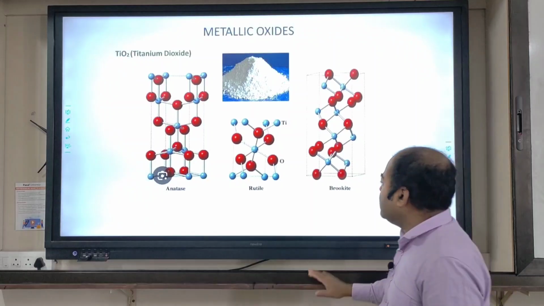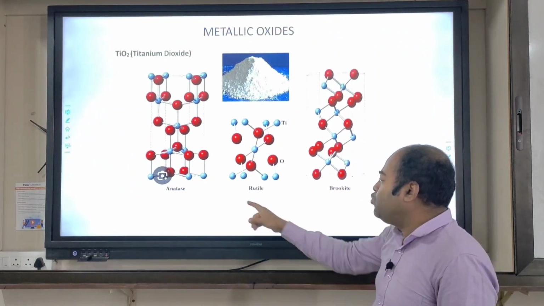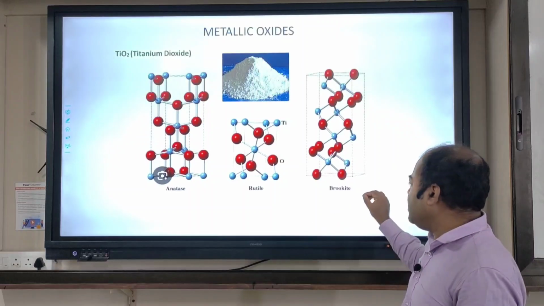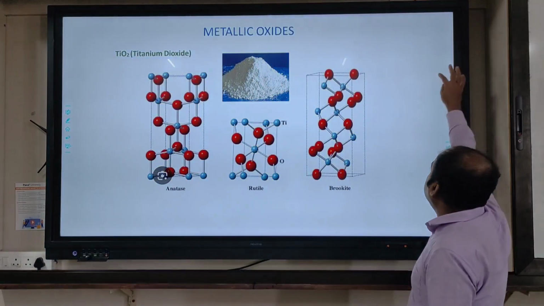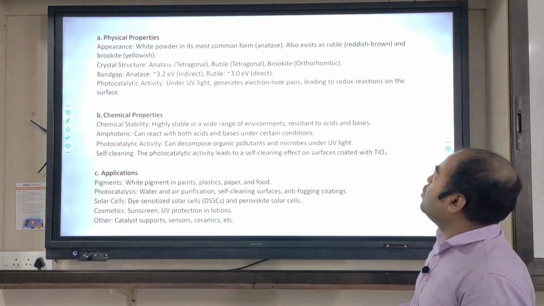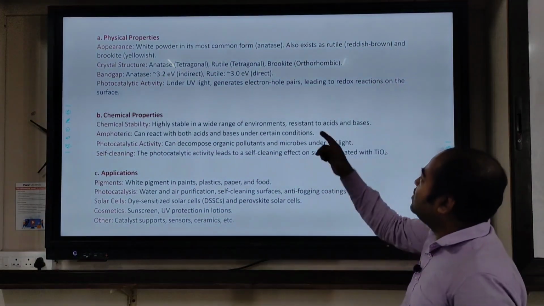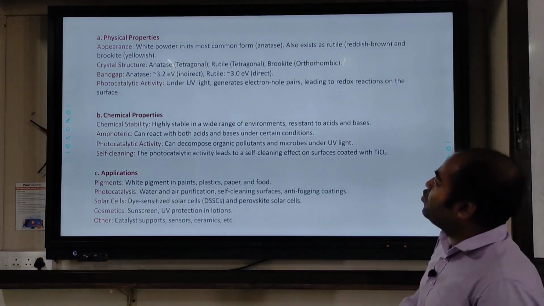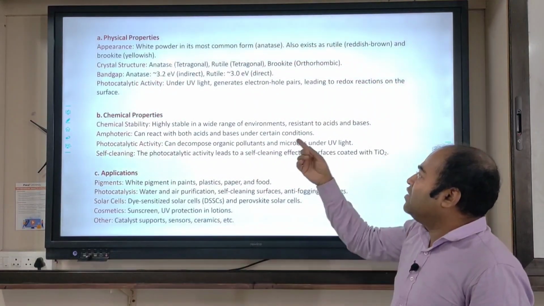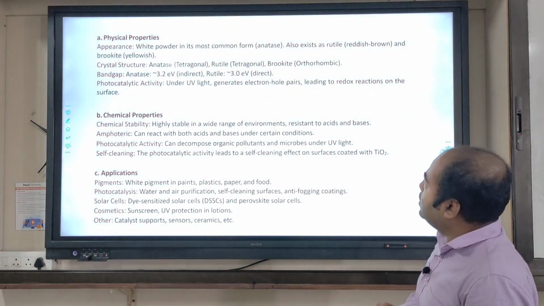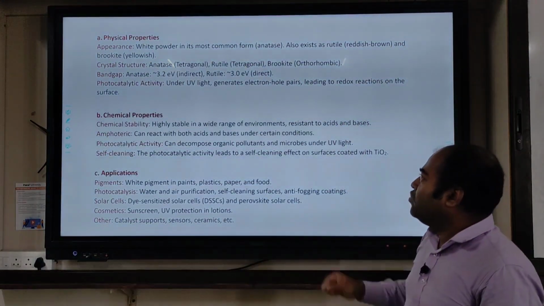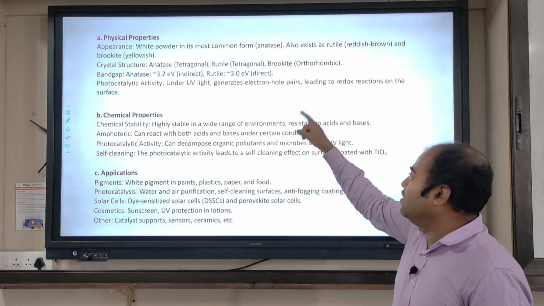Titanium dioxide mainly exists in two crystallographic phases, anatase and rutile, and a less popular one, brookite. In appearance, anatase is a whitish powder, and rutile and brookite are reddish brown to yellowish. In crystal structure, anatase is tetragonal, rutile is also tetragonal, but brookite is orthorhombic. So it is a different phase from the tetragonal.